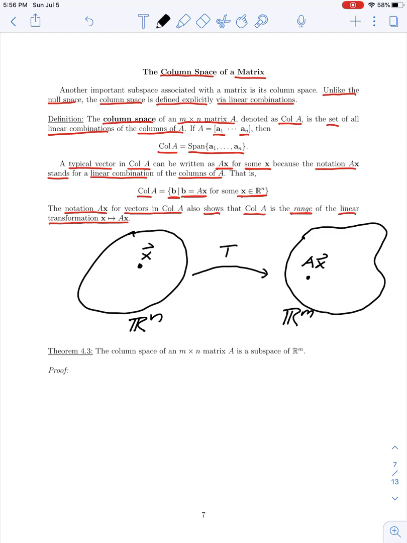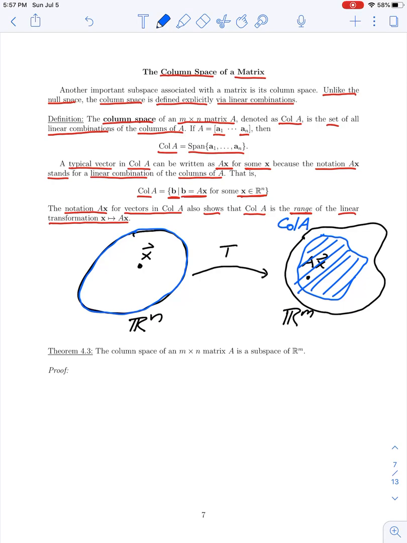So if we take the set of all vectors in Rn, so all of Rn, and we map those vectors under this transformation T into Rm, well, we might not hit all of Rm, but the range of that linear transformation, which would be a subset of Rm, is our column space of A.